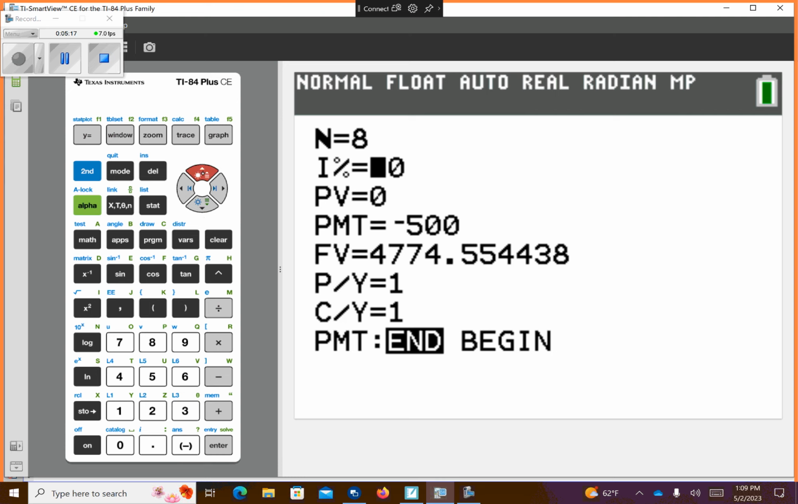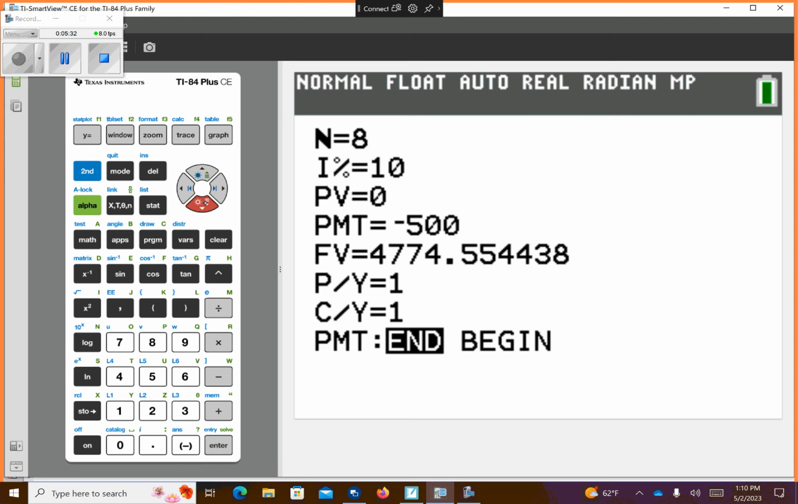And I'm going to figure that out. How much should be invested at the end of each year? And this is 8 years. This is going to be 8 because we have 8 years. We're only putting it once.